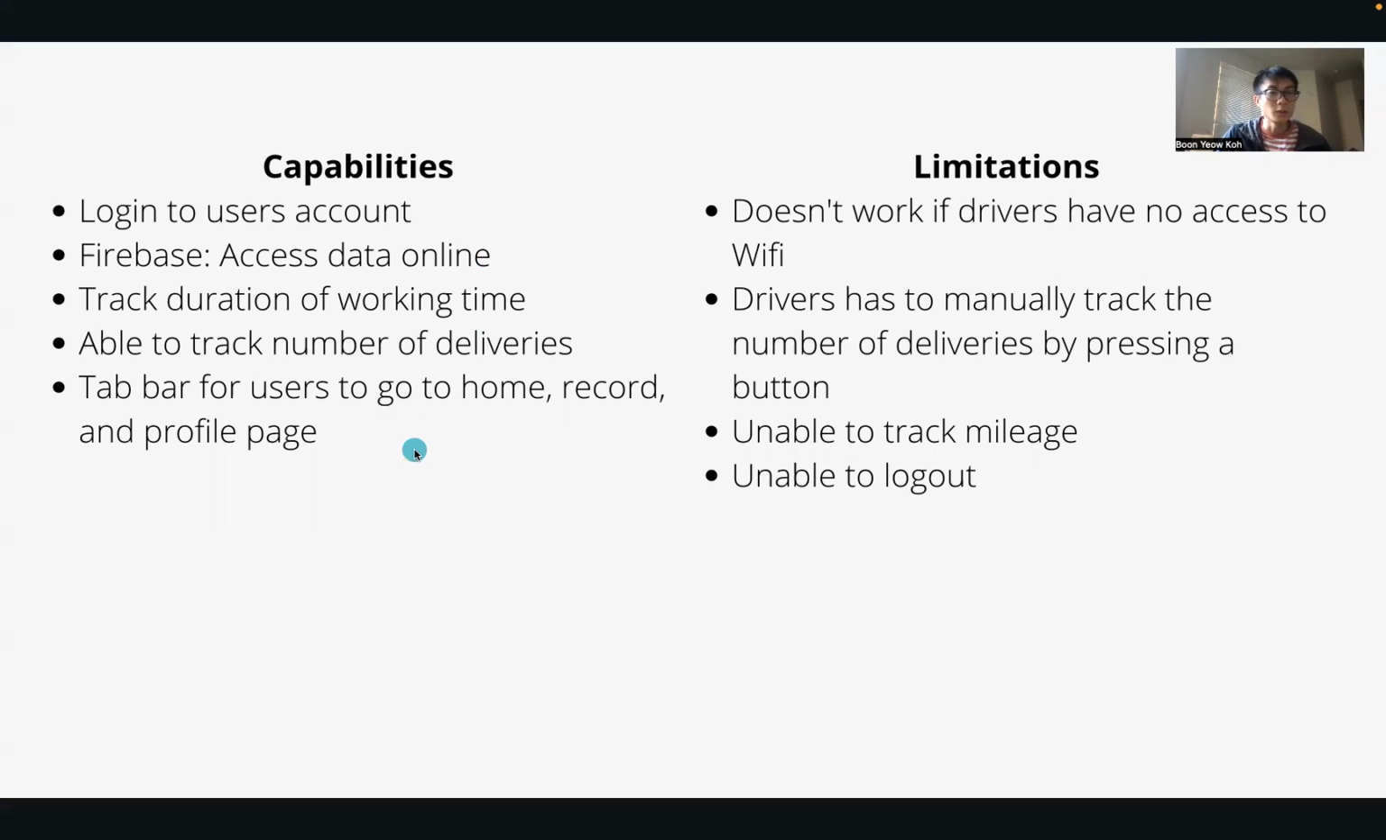Another useful feature that the app has is that the driver is able to track the number of deliveries. This helps the drivers know which days have more deliveries and which days have fewer deliveries. One useful feature is that my app has a tab bar where the user is able to navigate from the home page to the recorded page to the profile page, where the user is able to change his name, update his profile picture and his information.